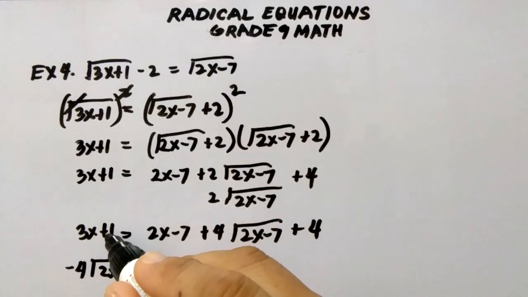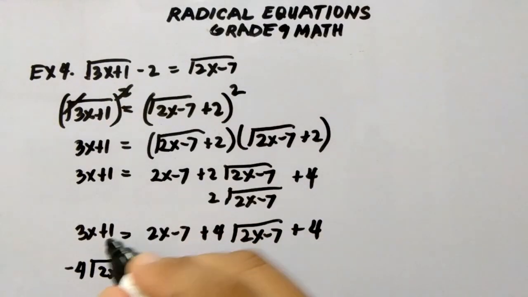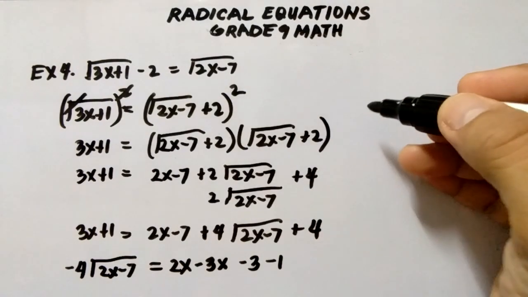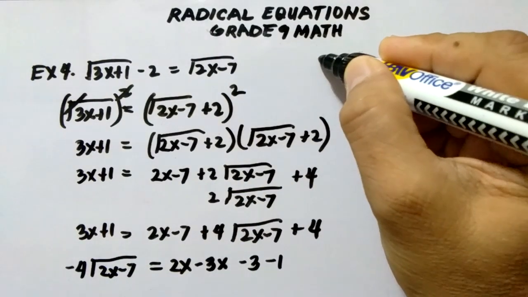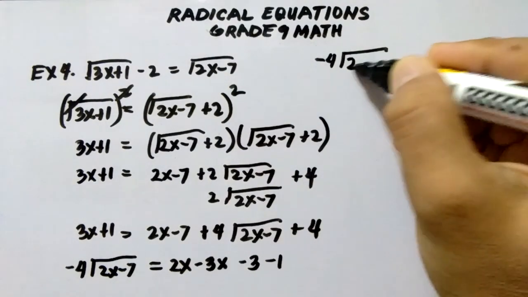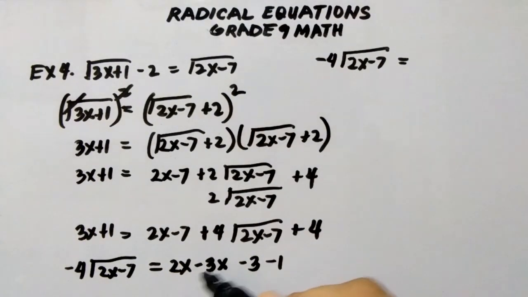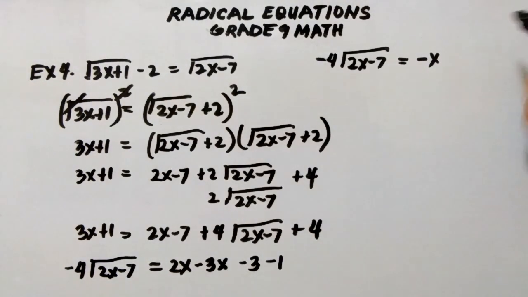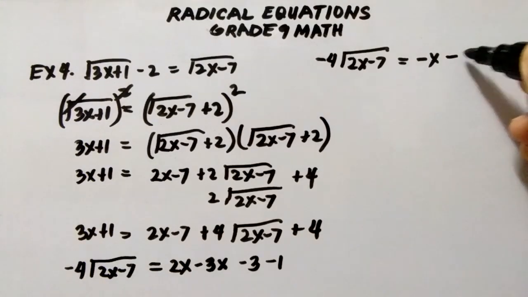Then, i-transpose po natin yung positive 1 dito sa may right side. So, positive 1 becomes negative 1. Okay, so we have, dito natin i-continue. Wala na tayong space. So, we have negative 4. Then, square root of 2x minus 7 is equals to, okay, so 2x minus 3x, that is negative x. Then, negative 3 plus negative 1, that is negative 4.